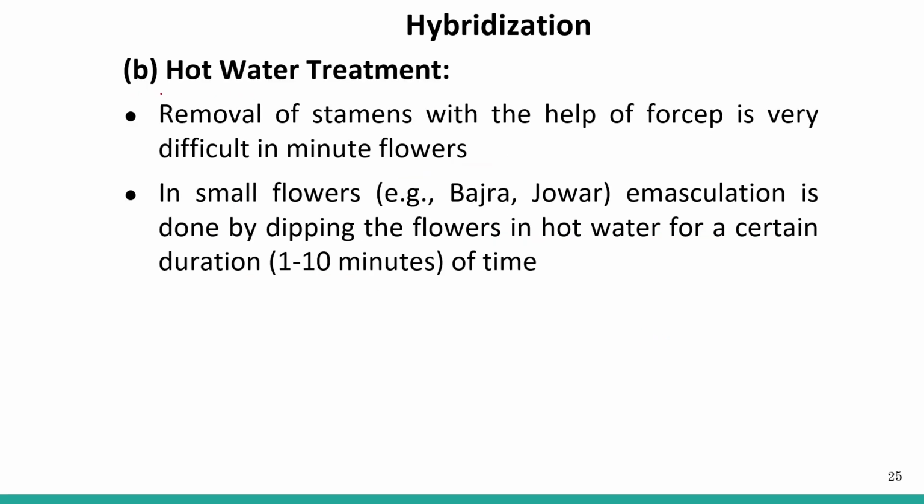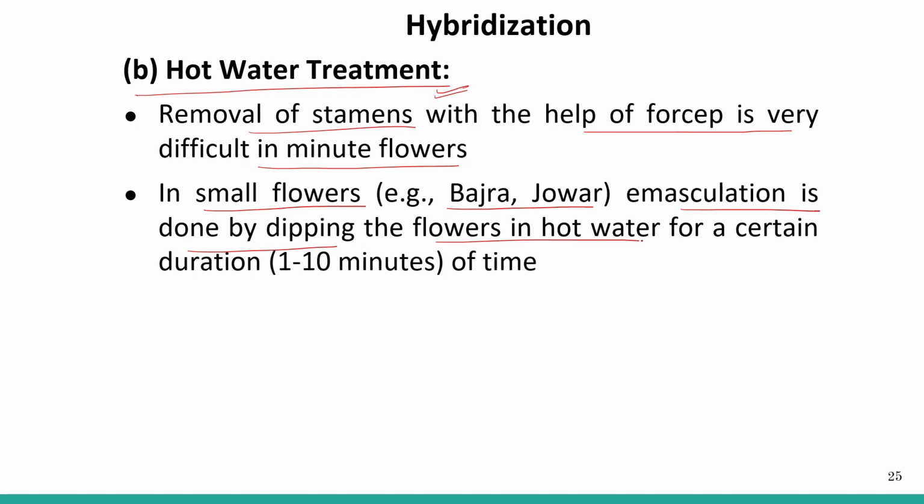Now the second type of emasculation, that is the hot water treatment. Removal of stamens with the help of forceps is very difficult in minute flowers; that we can do in larger, big flowers. But what about in the case of minute flowers? In small flowers like bajra or jowar, emasculation is done by dipping the flower in hot water for a certain duration, that is 1 to 10 minutes of time. So this is done in the hot water treatment.